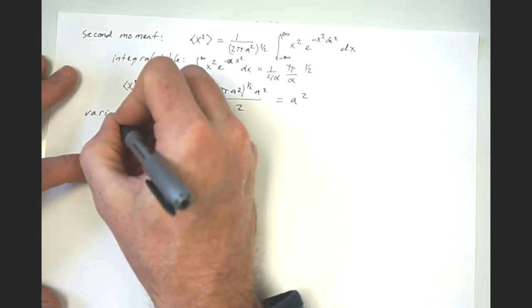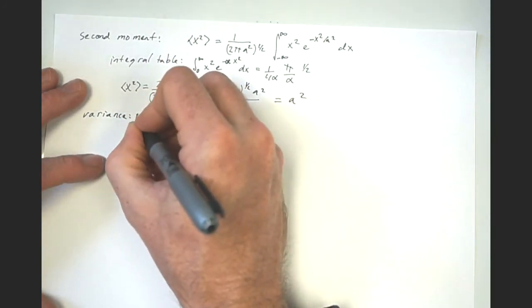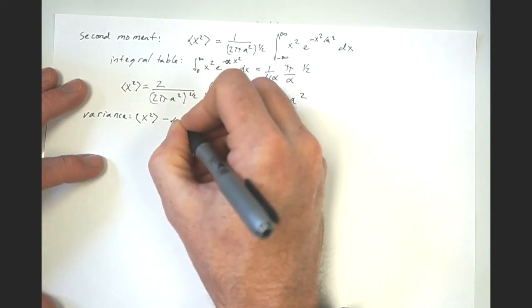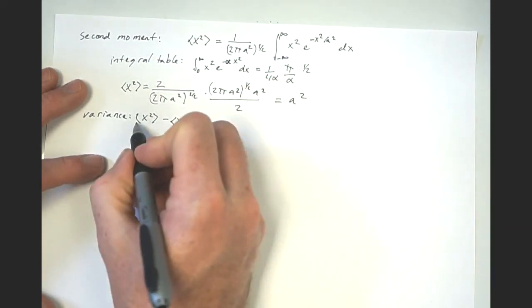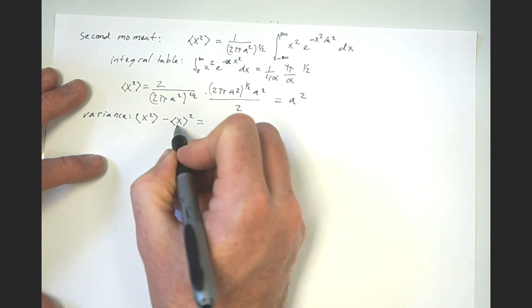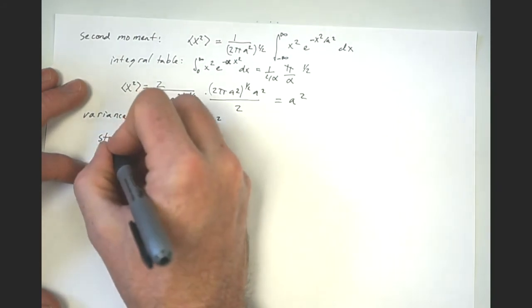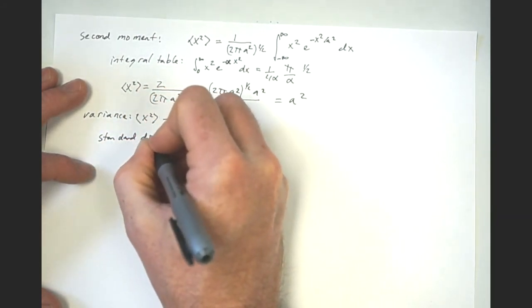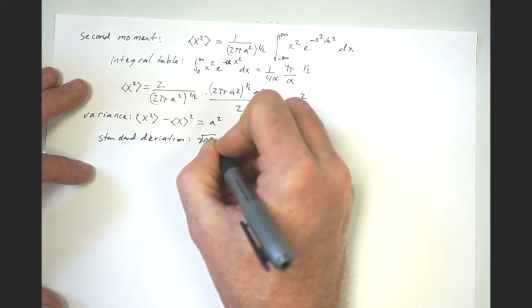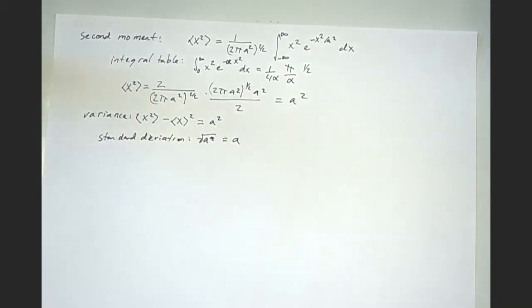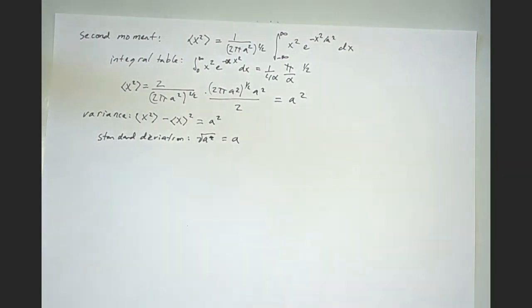This now allows us to find important things like the variance, the average of x squared minus the average of x, quantity squared. Our second moment was a squared. Our average was 0. So our variance is just a squared. And our standard deviation is just the square root of that. So the standard deviation of a Gaussian is just whatever this term is in our exponential.